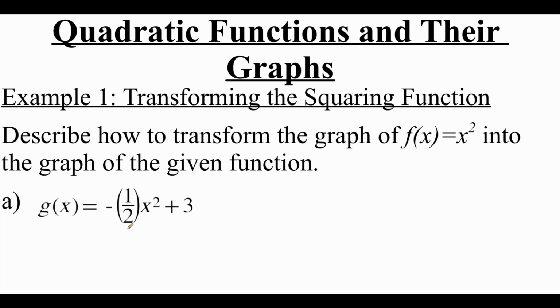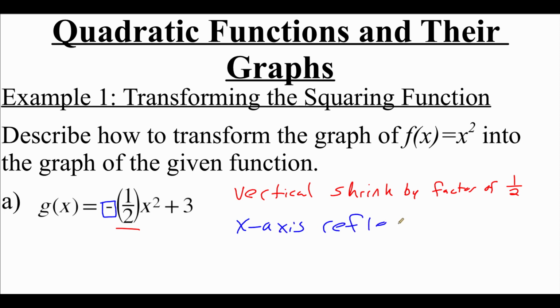So the first thing I'm looking at is that 1/2 in front of my x squared. And when we multiply our x squared by that 1/2, that's going to be a vertical shrink by a factor of 1/2. Now the next thing I'm looking at is that negative that's out in front of the 1/2. And that negative is going to reflect our parabola over the x-axis, meaning that our parabola is going to open downwards instead of upwards.